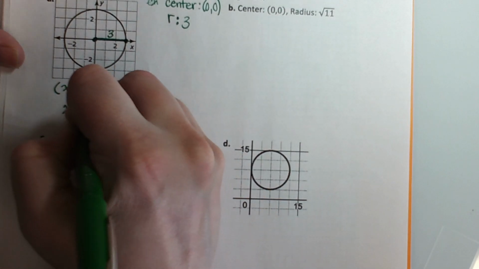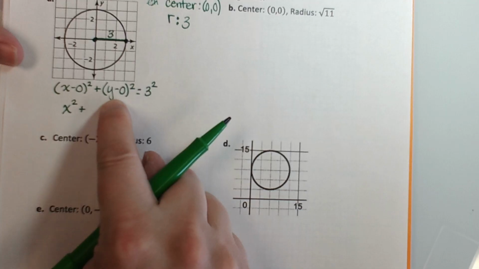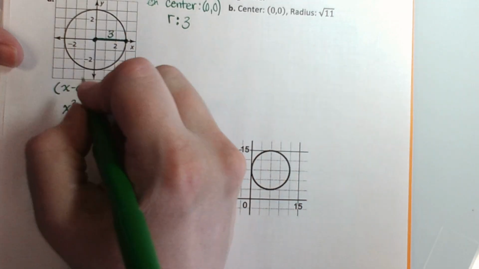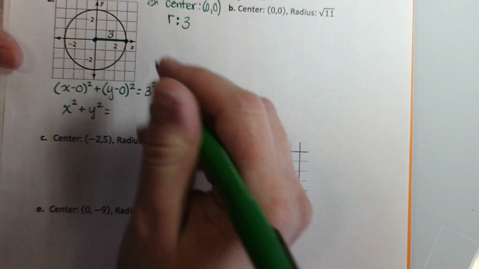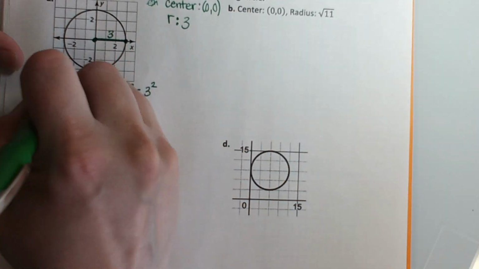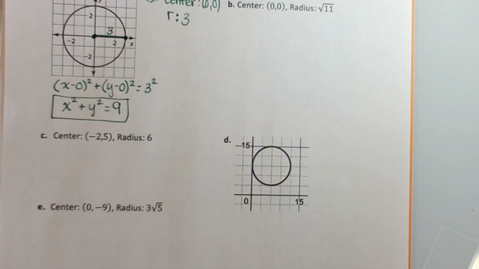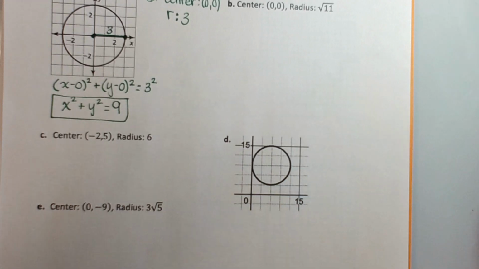So that's x squared. Plus, can I simplify y minus 0 squared? y squared. Can I simplify 3 squared? Yeah, 9. Ta-da. That's the equation. That's not solved. All it asks for is to write the equation.